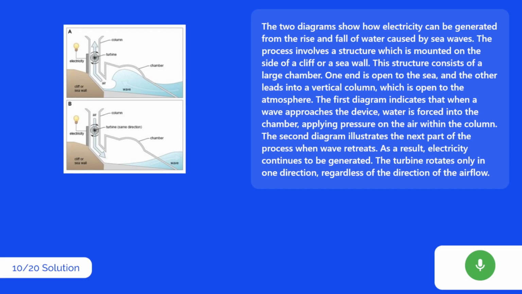on the air within the column. The second diagram illustrates the next part of the process when the wave retreats. As a result, electricity continues to be generated. The turbine rotates only in one direction, regardless of the direction of the airflow.